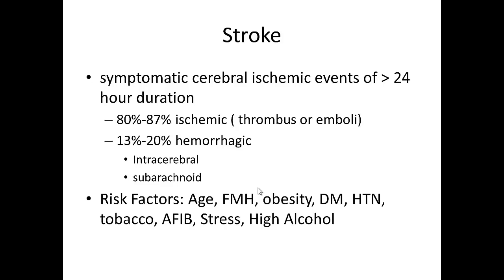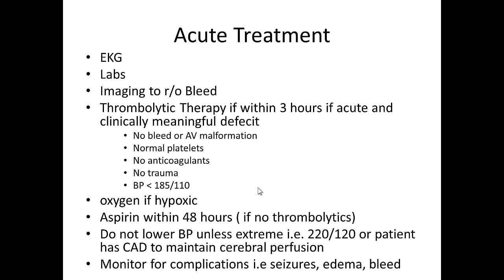Now, a stroke is a permanent cerebral ischemic event. It lasts greater than 24 hours, and the symptoms may last longer depending on the type of stroke, the location, and whether or not they come in time to have intervention. 80 to 87% are ischemic, and 13 to 20% are hemorrhagic, meaning you have a bleed in the head. And this can be intracerebral or subarachnoid. So risk factors are age, family history, obesity, diabetes, high blood pressure, tobacco, AFib, stress, or high alcohol intake.